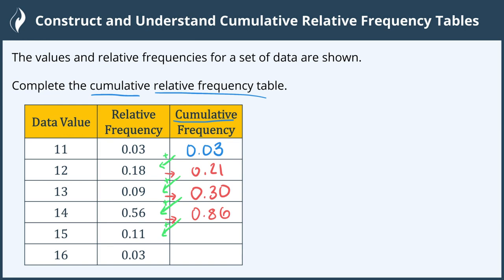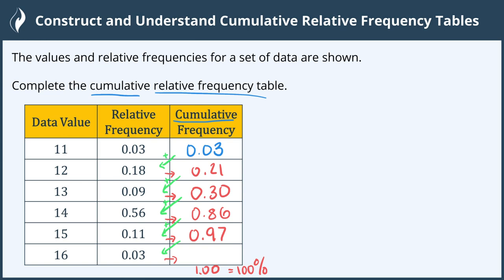And then we will continue adding for the next one. 0.86 plus 0.11 gives us a new cumulative relative frequency of 0.97. And then again, we will add one last time for our final data point. Because relative frequency tables should have a total of 1 or 100%, this last data value should equal 1.00 or 100% of all of the frequencies prior to, so we add them all up.